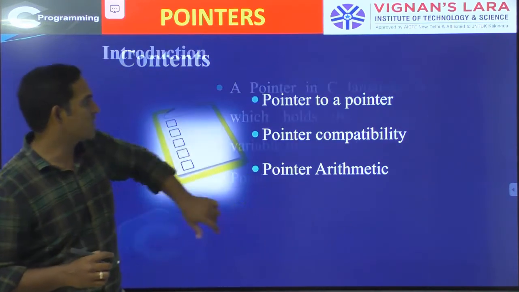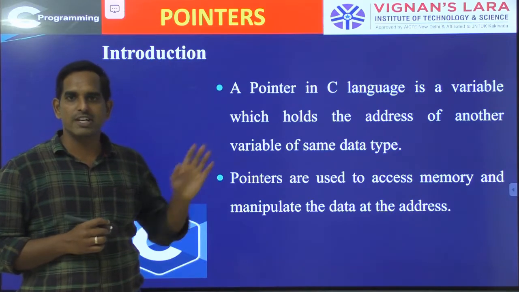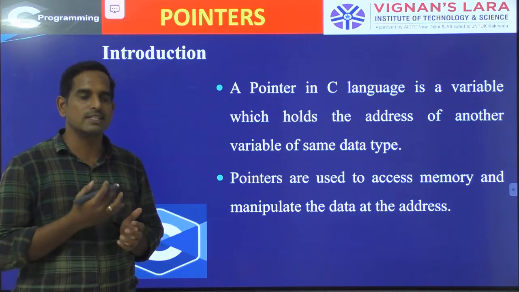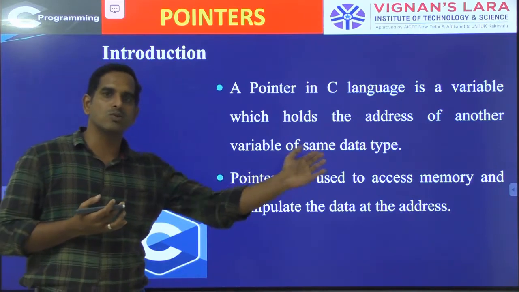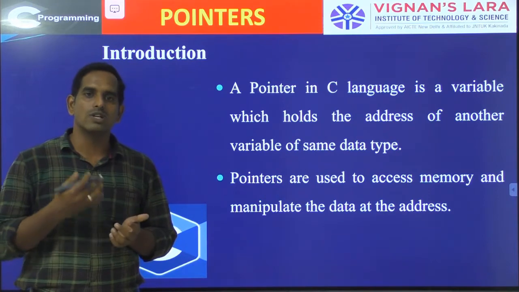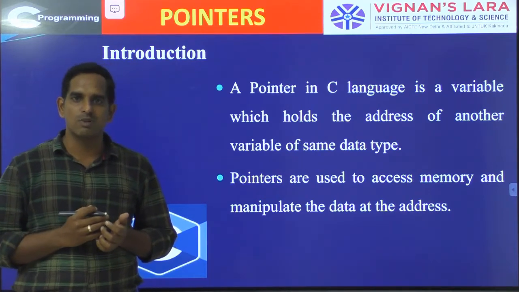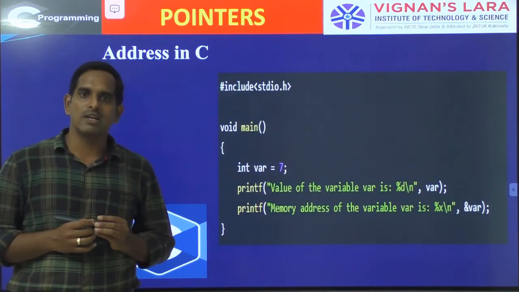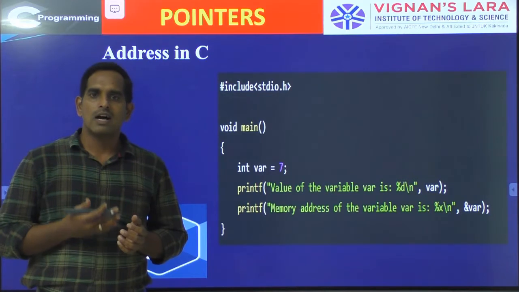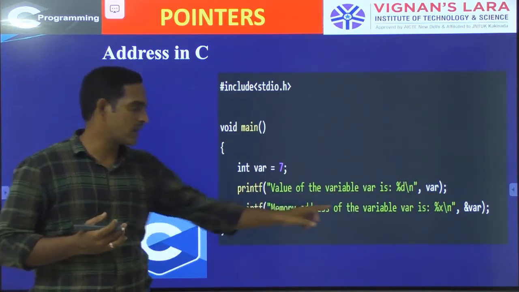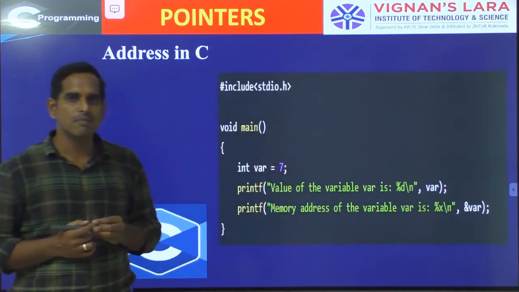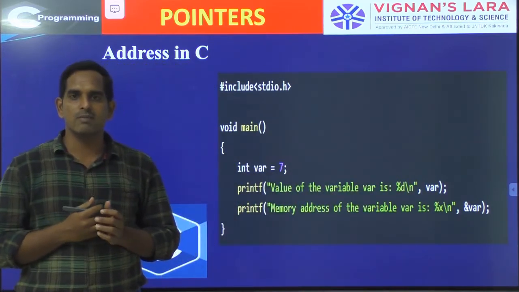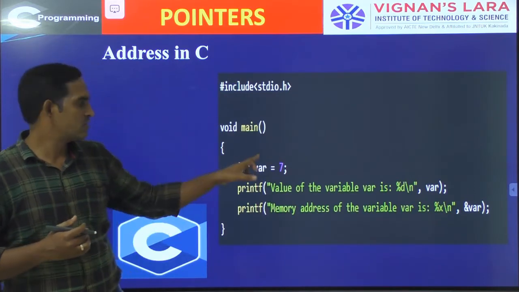In the previous session, we started with what a pointer is. A pointer in the C language is a variable which is used to store the memory location of another variable. Pointers are used to access memory locations so that you can manipulate the data present in those locations. As you have already seen, you can access the address of any memory location by using the address-of operator, the ampersand symbol, placed beside a variable.